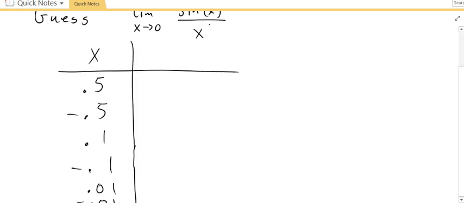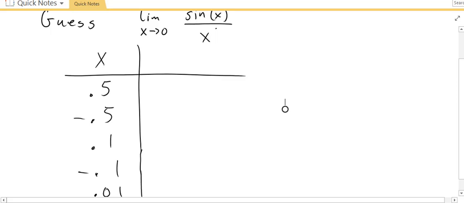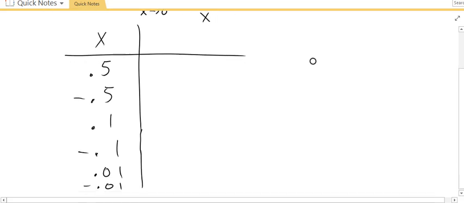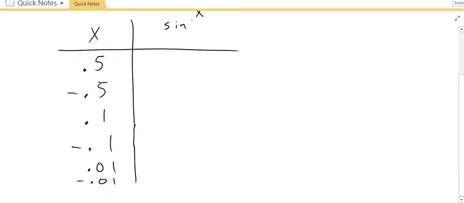And if we go ahead with the sort of progression that we were doing last time in these last few examples, we are trying to approach 0 from values a little above and values a little below. If we use 0.5, we get 0.959. If we use negative 0.5, we also get 0.959.